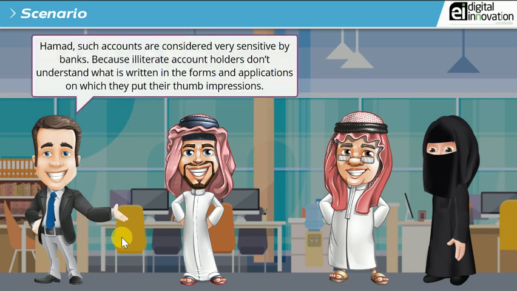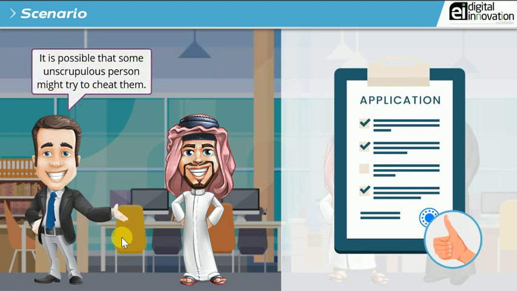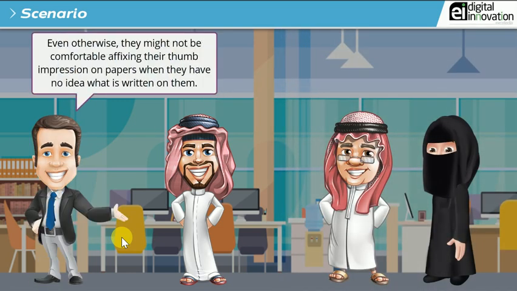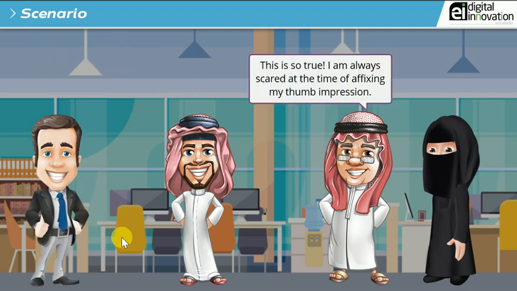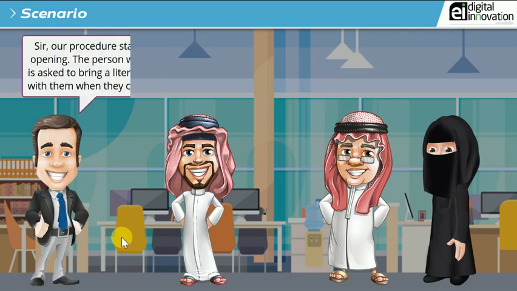Hamad, such accounts are considered very sensitive by banks. Because illiterate account holders don't understand what is written in the forms and applications on which they put their thumb impressions. It is possible that some unscrupulous person might try to cheat them. So true. Even otherwise, they might not be comfortable affixing their thumb impression on papers when they have no idea what is written on them. This is so true. I am always scared at the time of affixing my thumb impression. So, banks have designed their procedures in such a way that the interests of illiterate customers are safeguarded at every step. What are those steps?